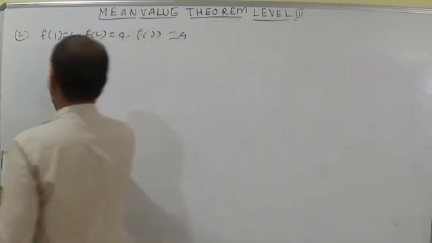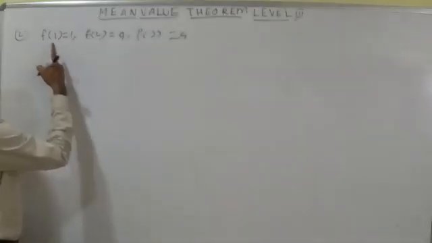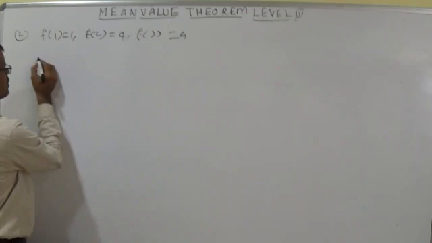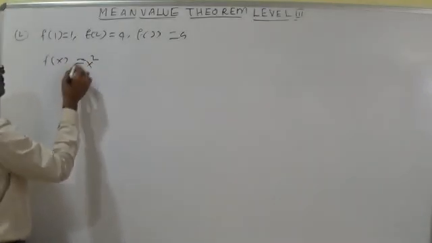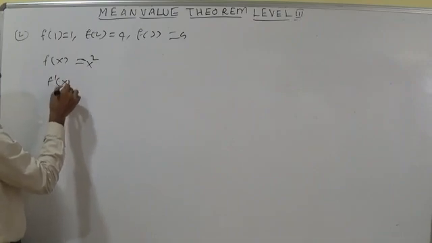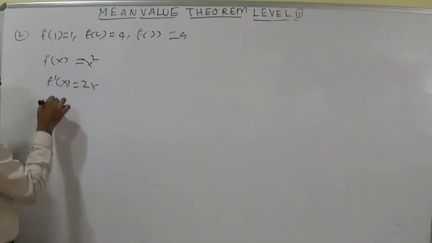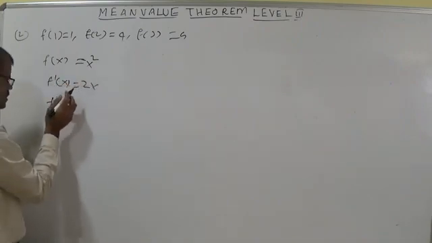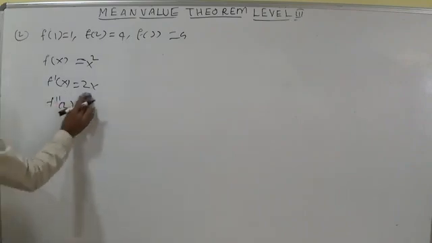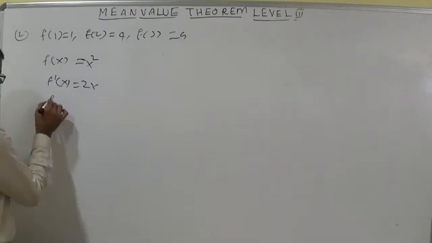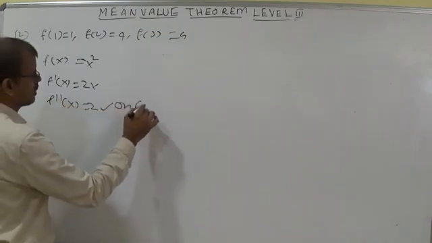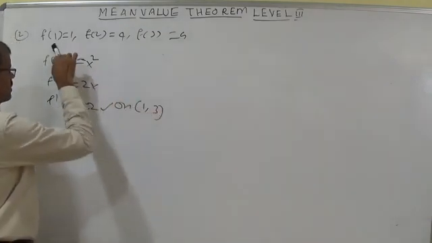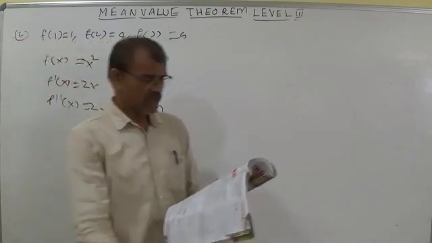Directly we can understand that 1 square equal to 1, 2 square equal to 4, 3 square equal to 9. Therefore, you can say that f of x equal to x square. Therefore, f dash x is equal to 2x, and f double dash x is equal to 2. f double dash x is equal to 2 on 1 comma 3 because this is 1 square and this is 3 square. That's all. According to the options, the first option is correct.